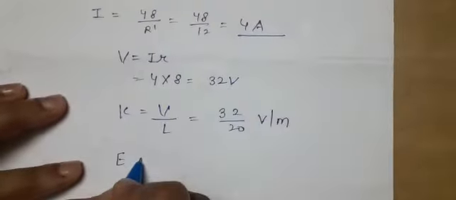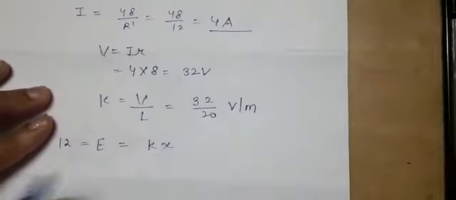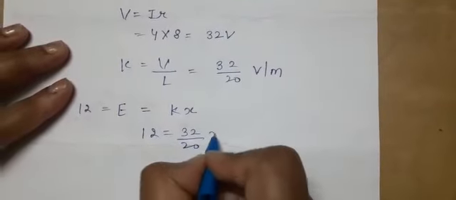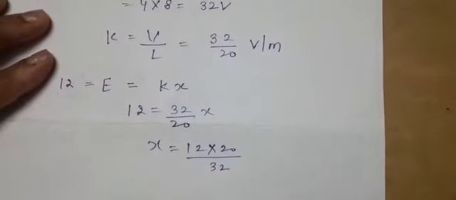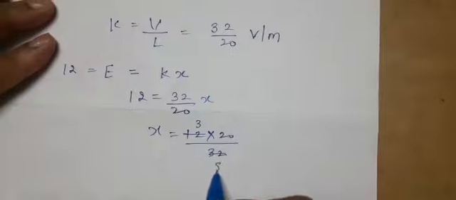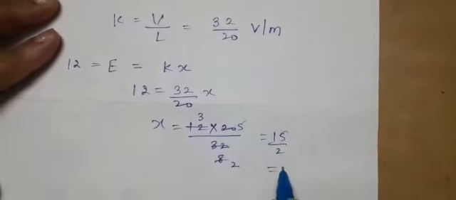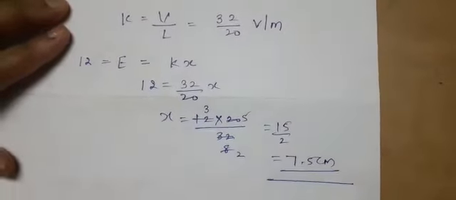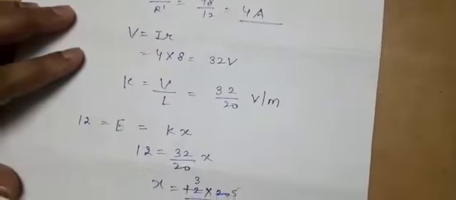Now the EMF of the cell is given to be 12 volt and we have to obtain the balancing length X. So 12 equals 32 by 20 into X. Now solve it. By simplifying it, you will calculate the value of X. So it is 15 by 2, that is 7.5 meter.